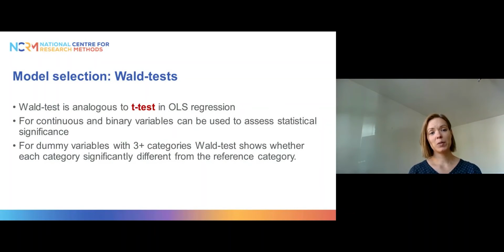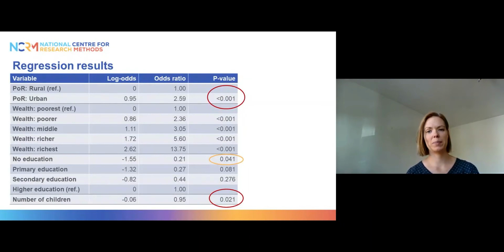For dummy variables, unless you're conducting a joint Wald test, it is slightly less useful because it only tells you the significance of an individual category from the reference category. So what do I mean by that? Here we have the p-values from our model. And if we look at the first variable, place of residence, we can see that that is associated with a very small p-value.